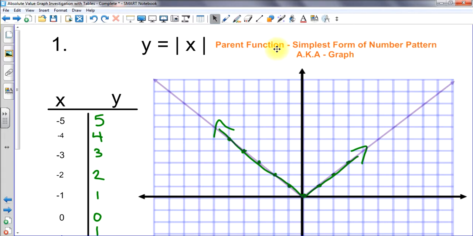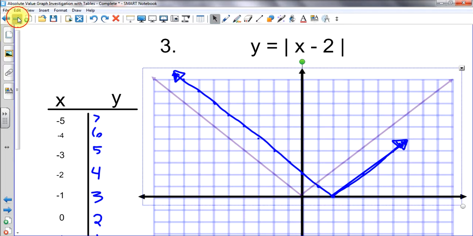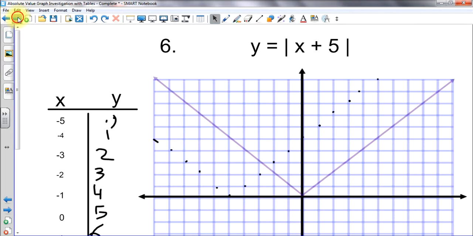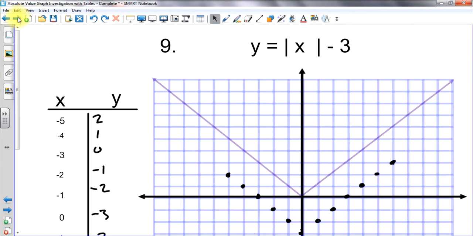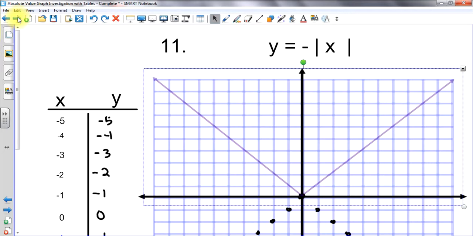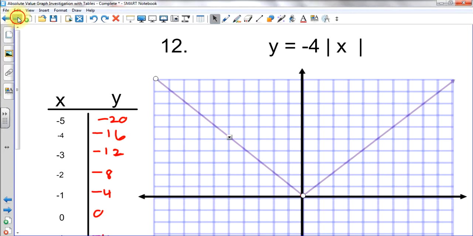We're going to call this a parent function, because as we look at these different equations, watch, I'm going to flip through here real quick and see if you see some similarities and some differences. And look at the dots. I have a purple graph here that's staying constant. That is the parent function, but all the changing graphs are the ones that you guys drew.